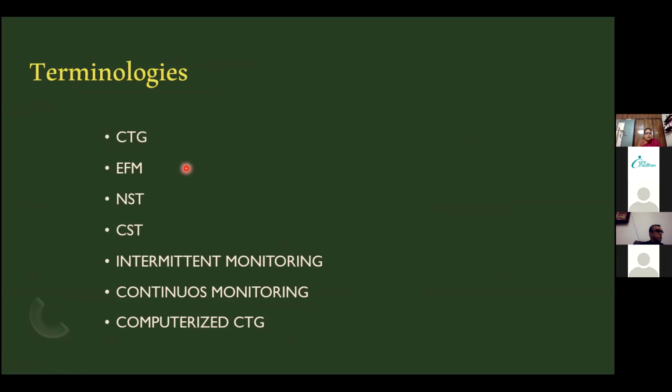So these terminologies, what do they mean? CTG is cardiotocograph. This you understand. Electronic fetal monitoring. NST. These are all the same tracings. In different situations, we may call it differently. Non-stress test. When a pregnant woman is coming and she is not in labor, when you want to do a CTG tracing, you call it NST because there is no stress as such, and we are trying to see how the heartbeat rate and the responses are. CST is contraction stress test.